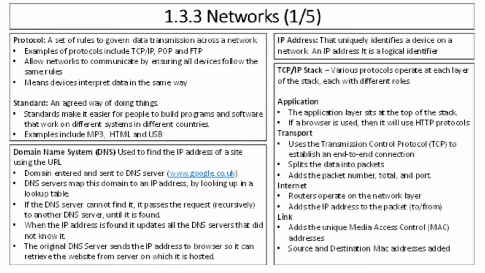The routers operate on the network layer, adding the IP address to the packet, to and from. The link layer adds the unique Media Access Control, MAC, address, the source and the destination MAC address are added. Off it goes onto the internet.